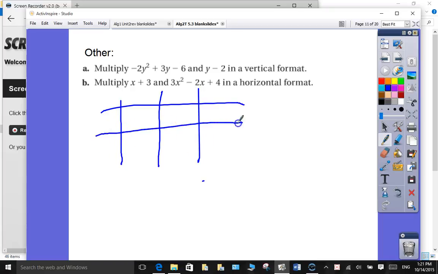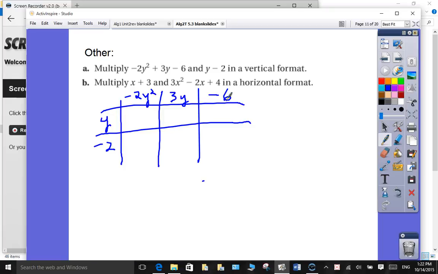So we made ourselves a little grid. And I'm making it a 2x3 grid because I've got a binomial times a trinomial. Now I could make the column what's on the top and what's on the side. I could switch it. It doesn't make any difference. But I'm going to put the binomial y minus 2 here, and the trinomial -2y squared plus 3y minus 6 on the top.